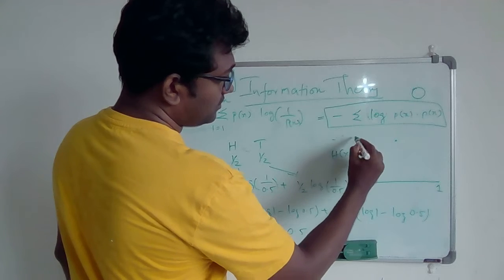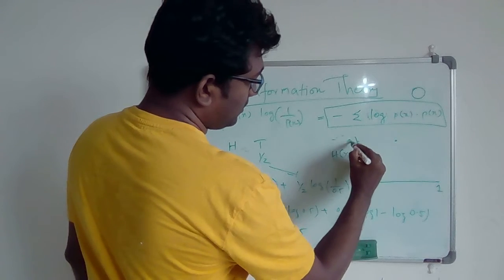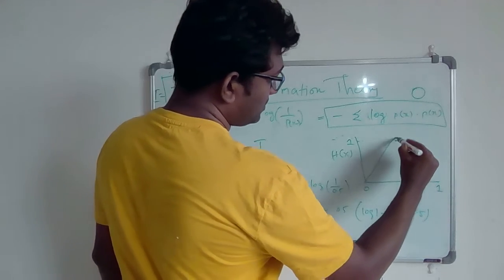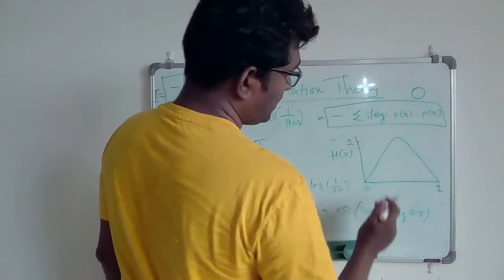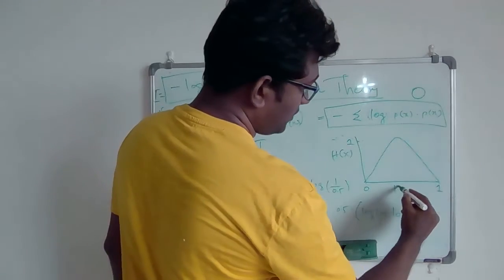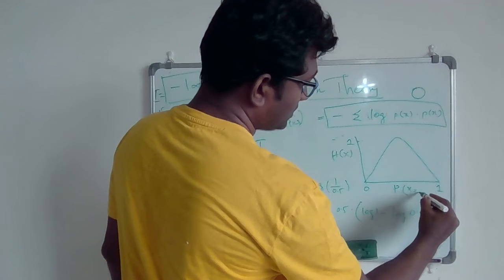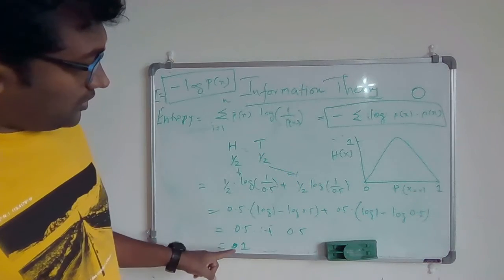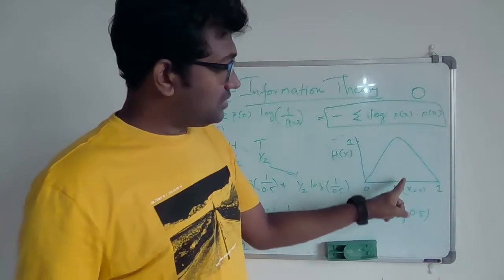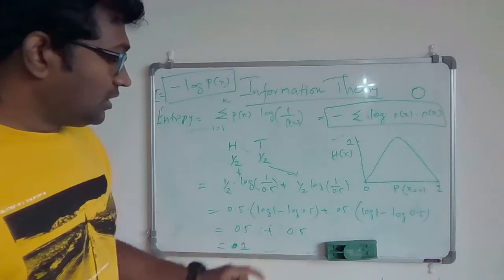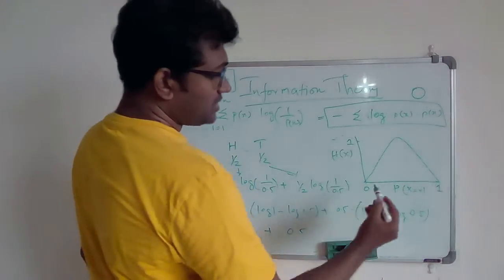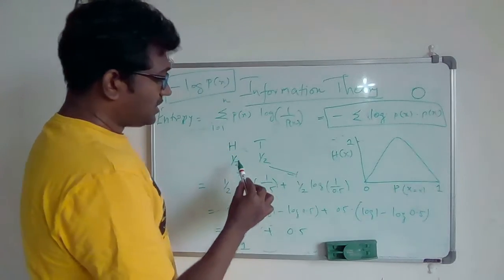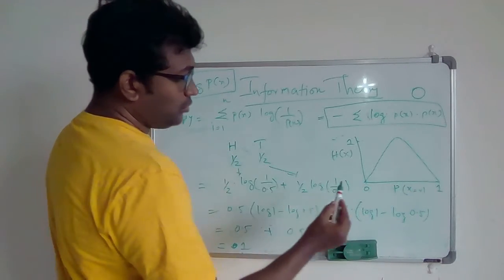Okay, this value is 1. So this is the probability of X equal to x, which you can take as heads or tails. And you see the entropy of the coin is highest when the probabilities are even. Suppose the coin is biased, let's say it can take 0.8 and 0.2.